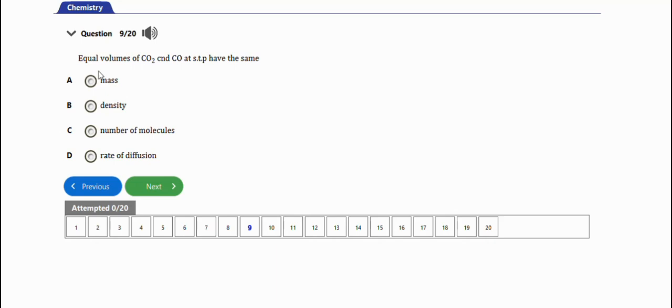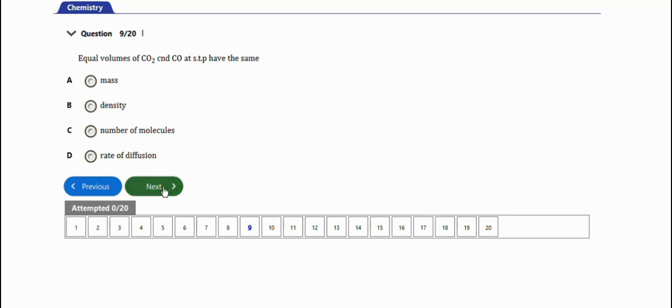It says equal volumes of carbon dioxide and carbon monoxide at STP have the same... option A mass, density, number of molecules, rate of diffusion. So the right answer to this question is option C, number of molecules, from Avogadro's law of combining volumes. So this is number of molecules, option C.